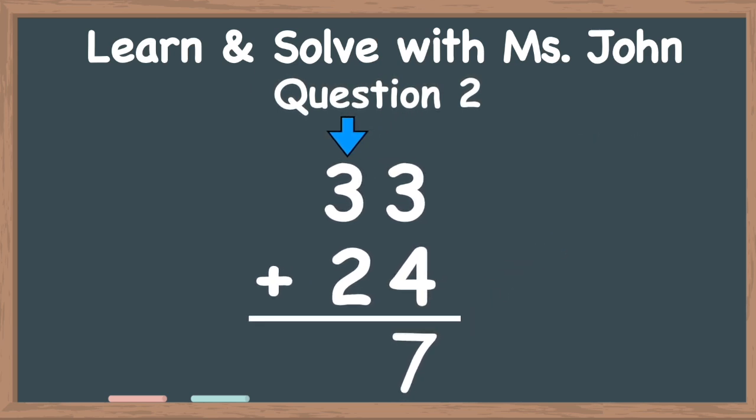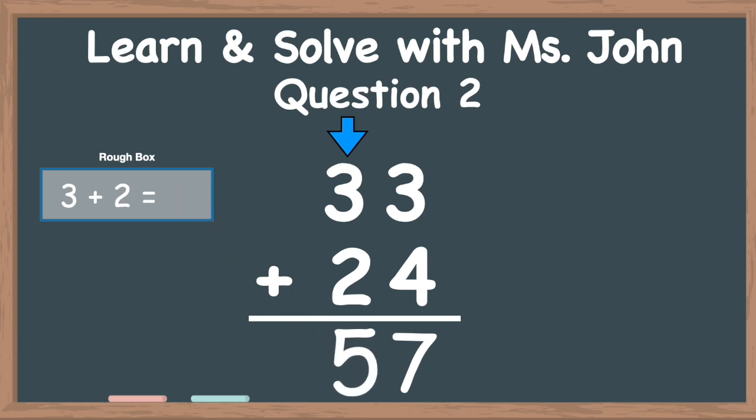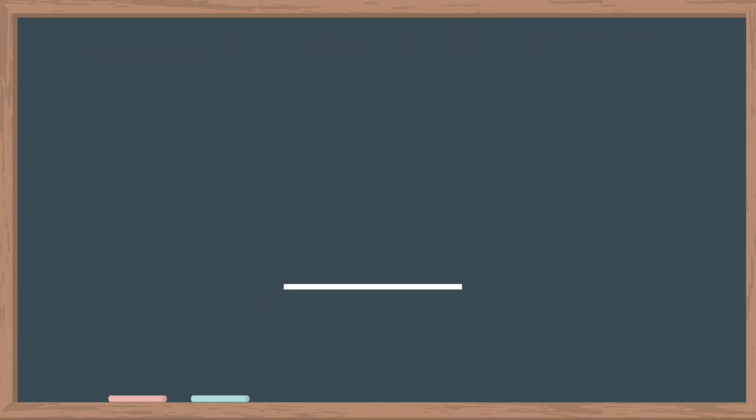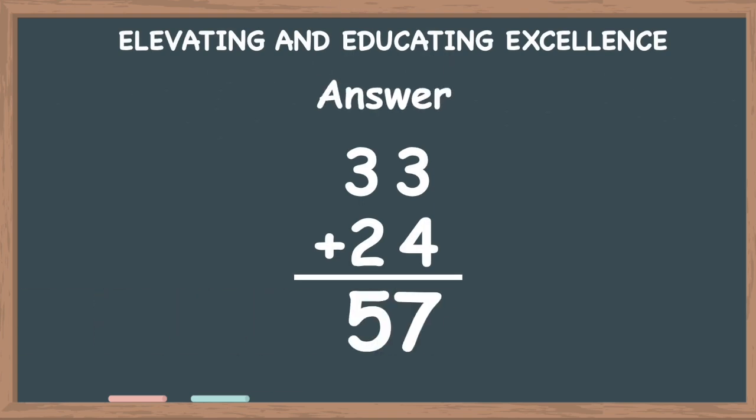Now let's solve the tens column. 3 plus 2. Let's draw a rough box. In the rough box, we're going to write 3 plus 2. 3 plus 2 equals 5. Now let's write 5 in the tens column of the answer section. So the answer for 33 plus 24 is 57. Again, the answer is 57.